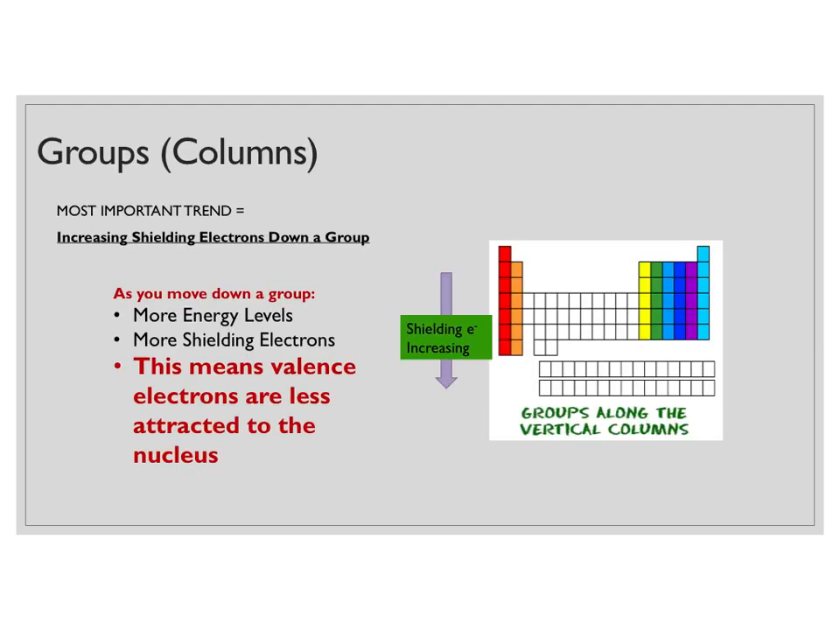So here, just a reminder of the groups, which are the columns on the periodic table, and the important trend to know about these is that those shielding electrons are going to increase in number as you go down the group. So as you go down a group, there are more energy levels, so there are more electrons in between that nucleus with the positive charge and those valence electrons in that outermost energy level. So as you go down a group, there's going to be more energy levels, more shielding electrons, which means those valence electrons are going to be less attracted to the nucleus. They won't experience as much of that attraction.